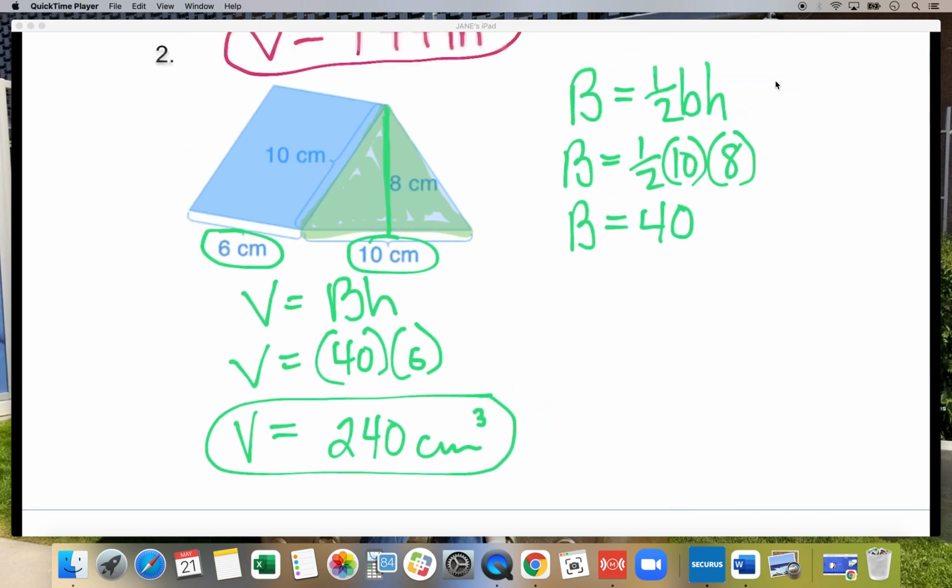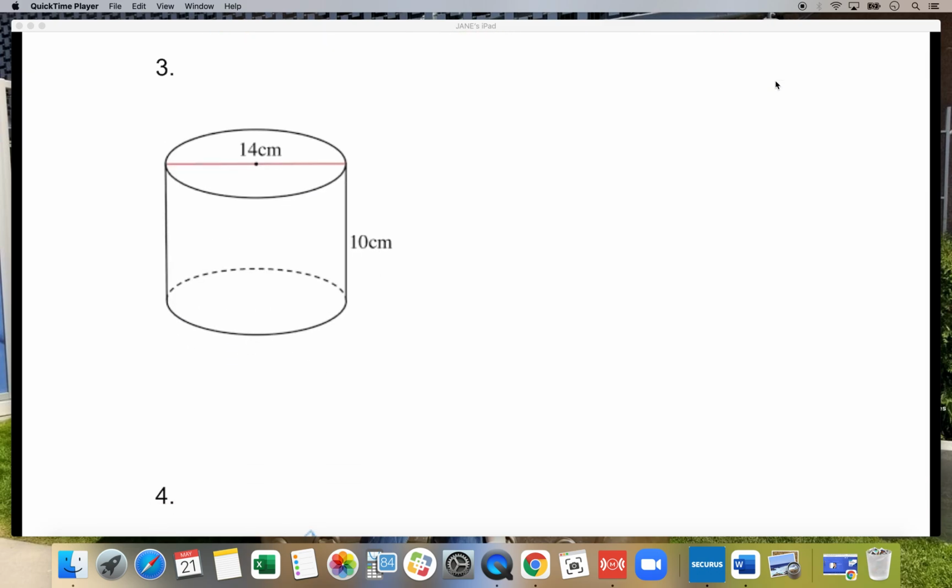Notice how I go off to the side and I find the area of my base. That's really important to do. Now I know that the first two figures are kind of easy. This gradually gets more and more difficult as we work through these problems. All right, let's take a look at number 3.